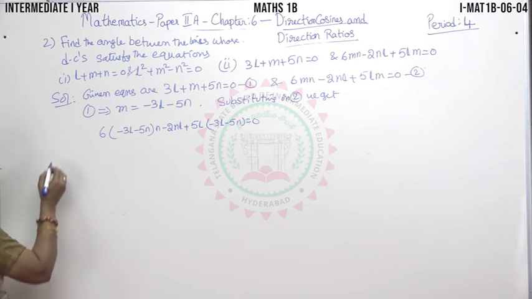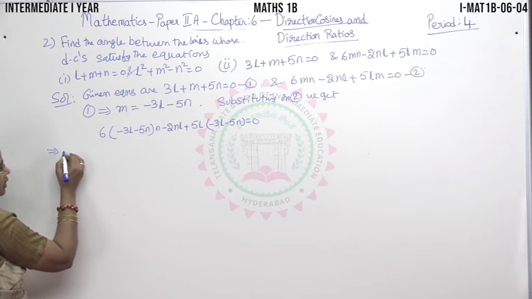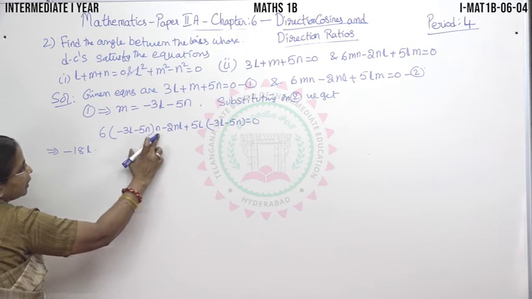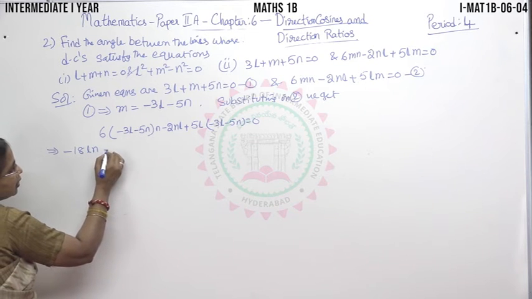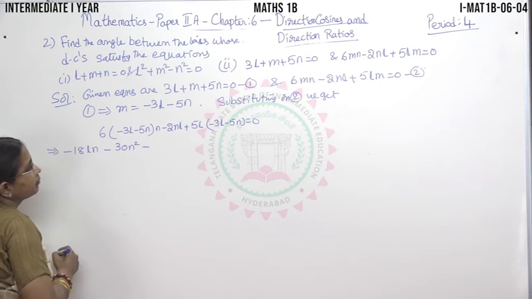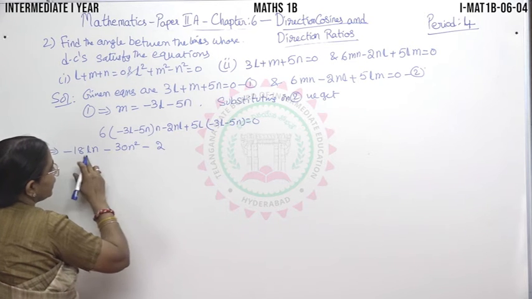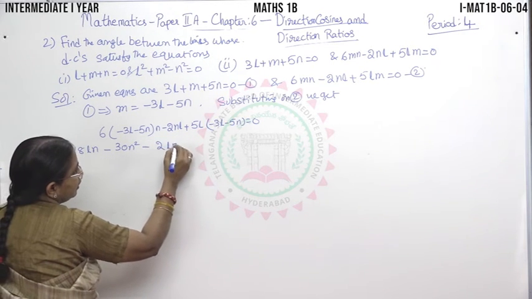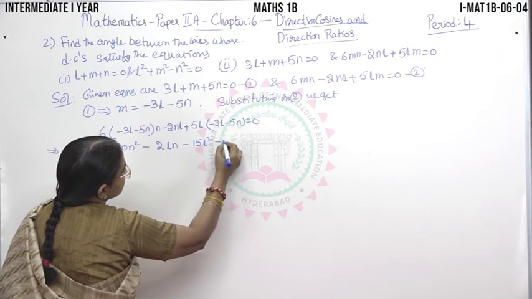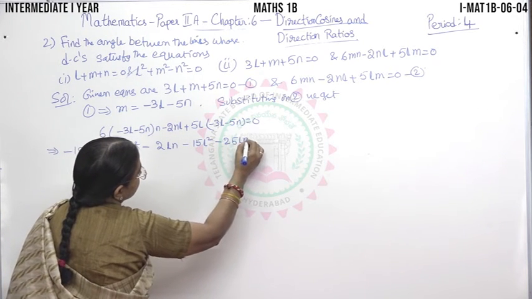Now we should simplify this. So it is 6 times 3, 18, minus 18LN. N is also there, LN. Then minus 30N square, minus 2, I'll write LN here also, LN, minus 15L square minus 25LN is equal to 0.